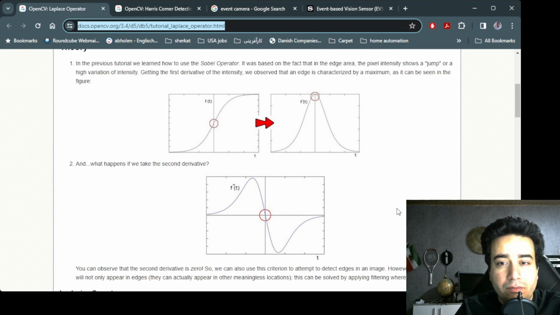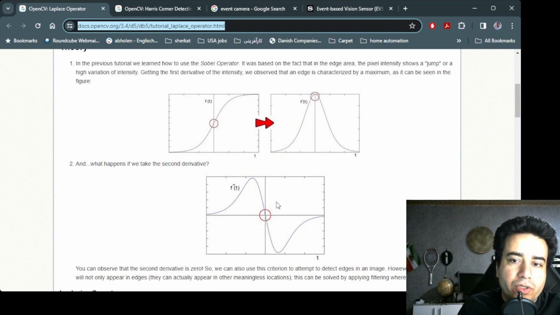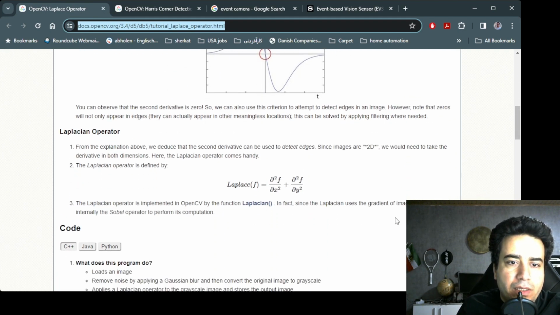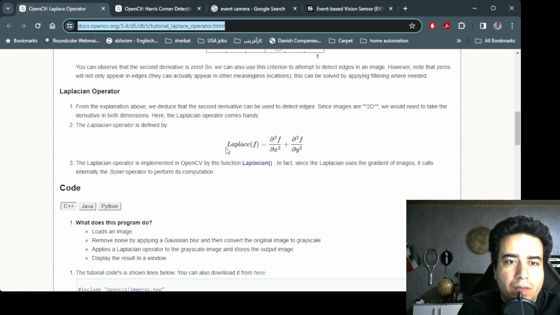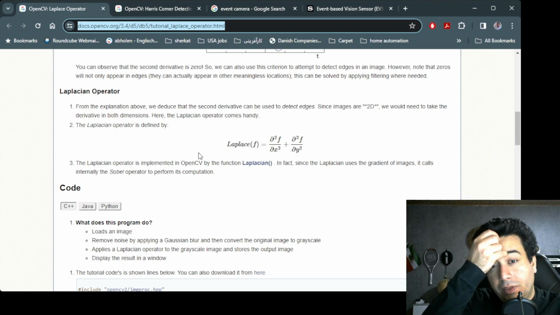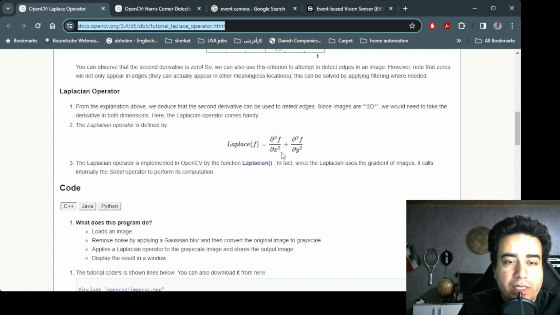And because each image basically has two axes, x and y, you have to apply this function in both directions, the x and y direction. As you see in this Laplace function, the second derivative is taken in both x and y, with a plus in between. So it should be considered in both directions.